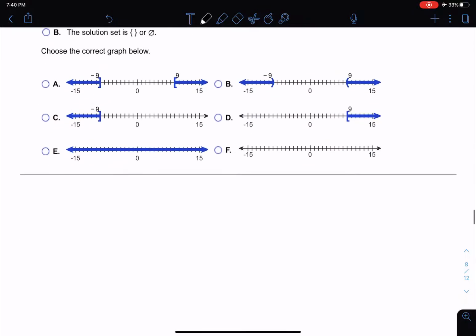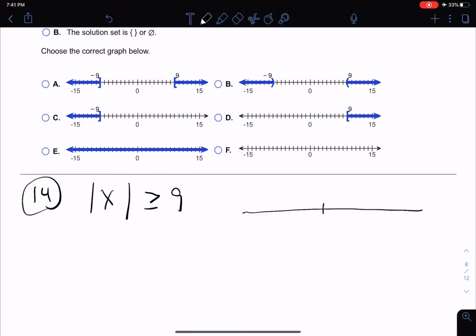Okay, so number 14, we've got some space right here. This says absolute value of x is greater than or equal to 9. So if I'm going to run through the logic here, there's 0, there's 9, there's negative 9. This is saying I'm looking for the x values that are greater than or equal to 9. Now, let me say this again. I'm looking for the x values that have a distance that's greater than or equal to 9.